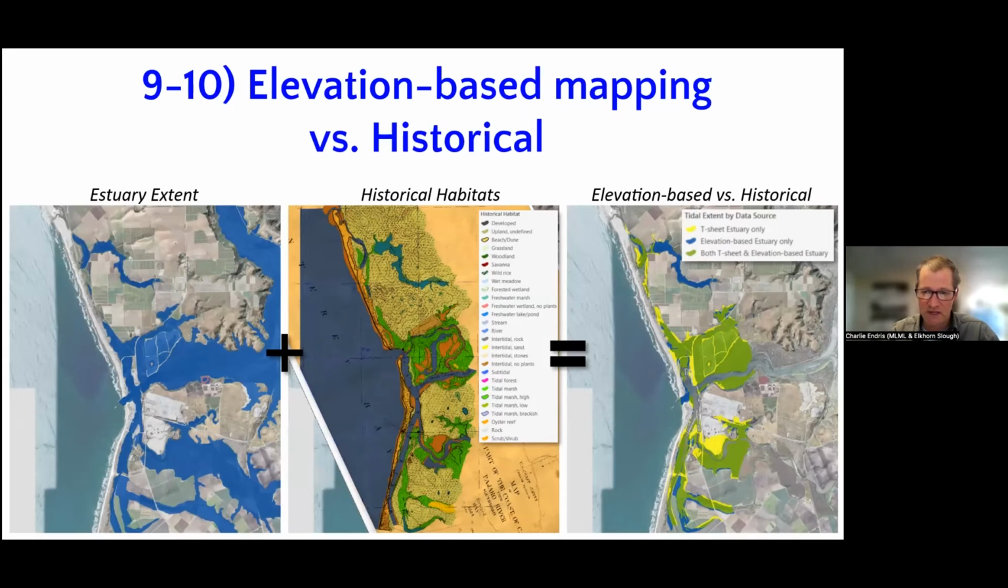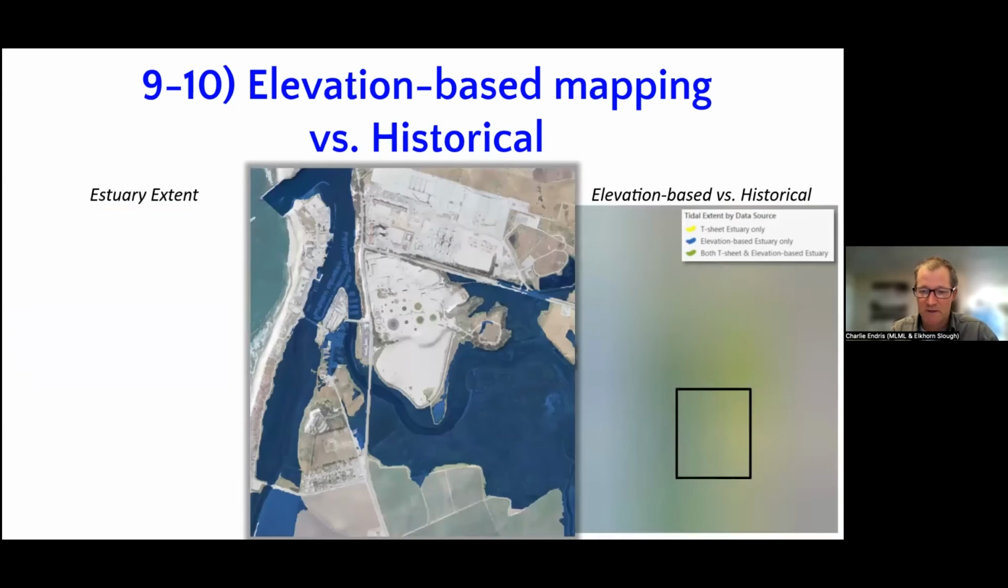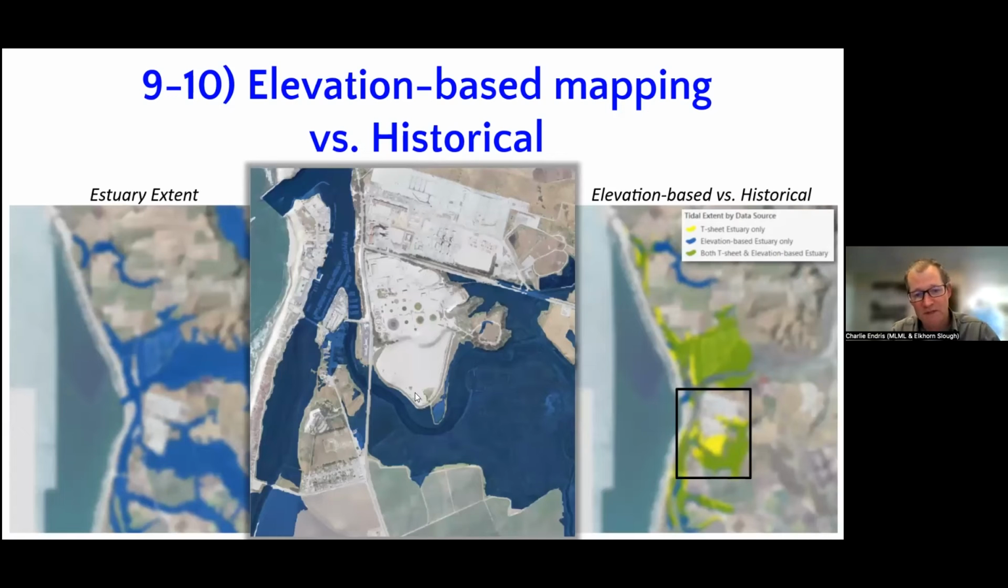So everything in yellow would be areas where only the T-sheet was showing as estuarine and not the elevation-based mapping. Blue would be areas where our elevation-based mapping would be showing as estuarine, but not the T-sheet. And then green would be areas where they overlap together. So I just want to show you a zoomed-in example here. This is the Moss Landing power plant. This is an old refractory. They were actually extracting magnesium from seawater for decades in this spot. It's a huge white blob that used to be part of the estuary.